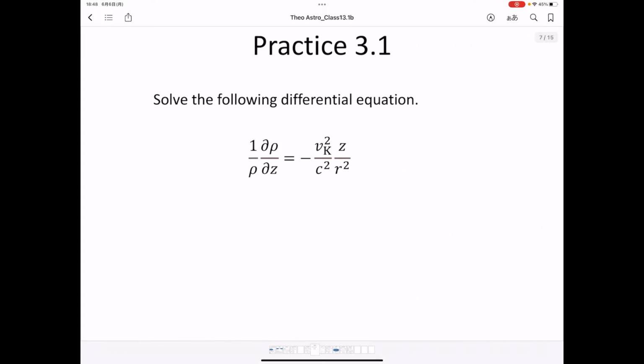This is practice 3.1. Solve the following differential equation.